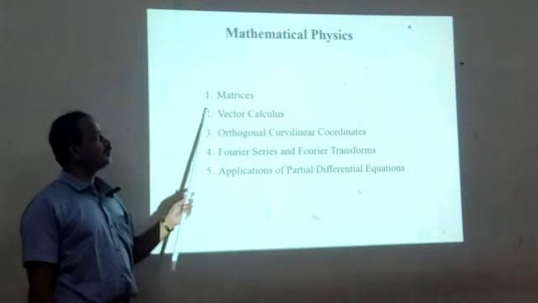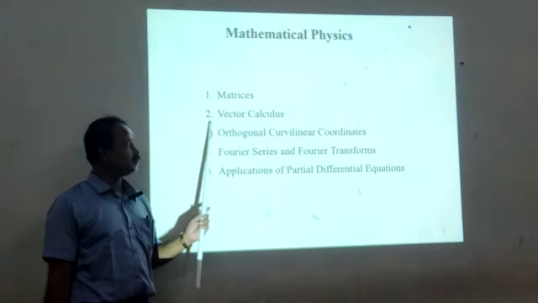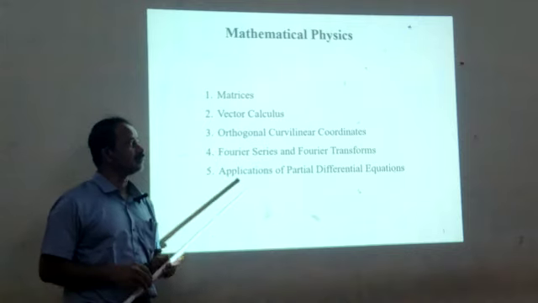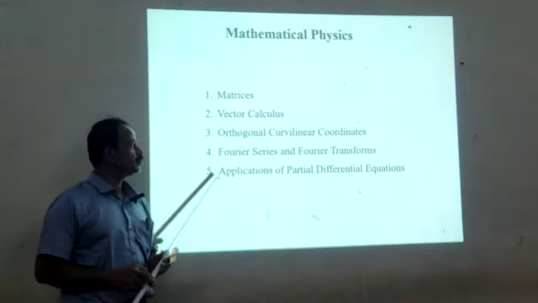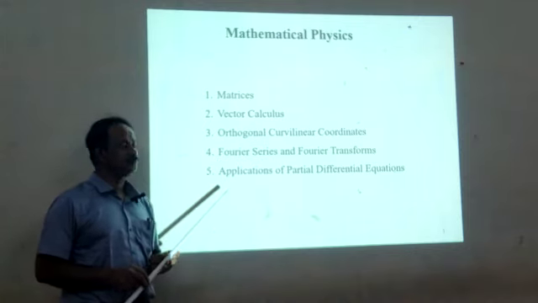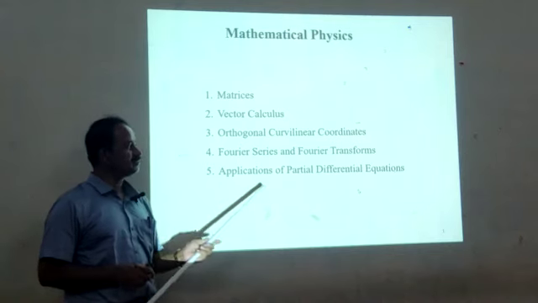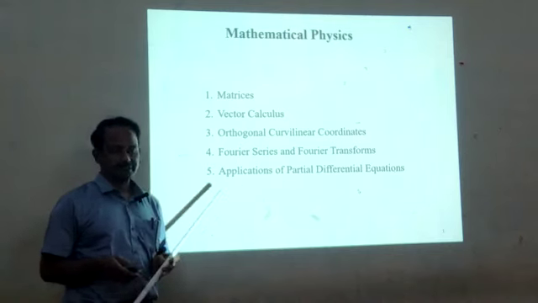Unit 1 goes with the matrices. Unit 2 is vector calculus. Unit 3 falls on orthogonal curvilinear coordinates. Unit 4 belongs to Fourier series and Fourier transforms. And the last unit covers applications of partial differential equations.